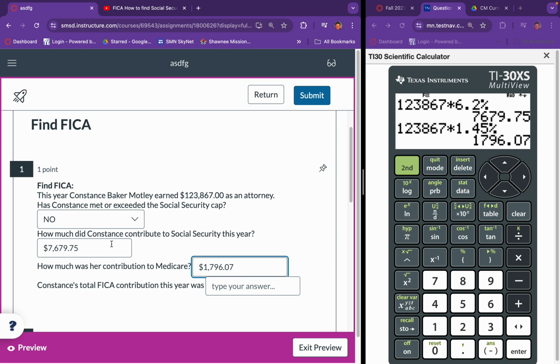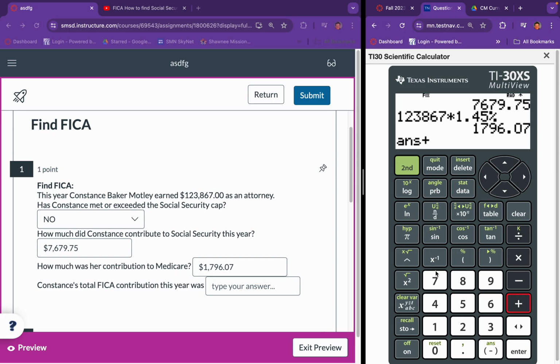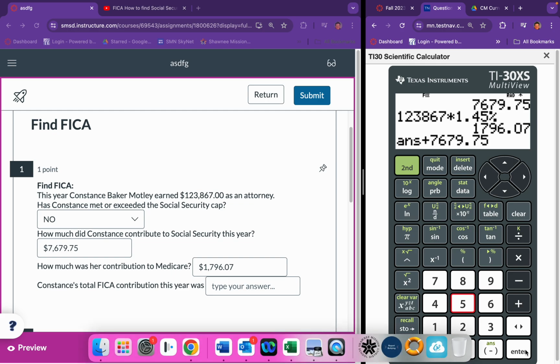Now these two answers added together will get us FICA. FICA is a sum or a total of Social Security added to Medicare. We already have the Medicare number here, so all I need to do is take the $7,679.75 and add it to the $1,796.07. So I'm just going to go plus 7679.75. This is the Medicare number plus the Social Security number, which will give me the FICA number.